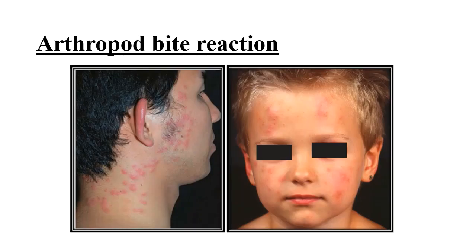Now, these pictures show papular urticaria. This is a young male with multiple erythematous papules on the exposed face and neck. His bedding was heavily colonized with bed bugs. And this is papular urticaria in a young girl with multiple mosquito bites on the face.